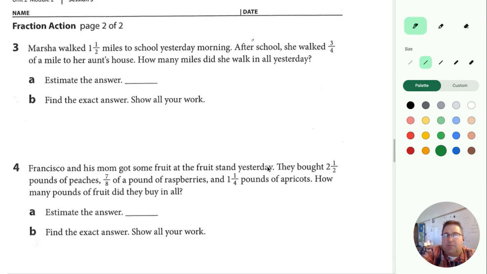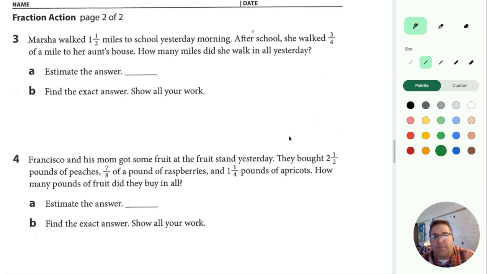Next page. Marcia walked 1.5 miles to school, and then after school, she walked 3/4 of a mile to her aunt's house. How many miles did she walk in all? So first it says estimate your answer. And again, for me, my benchmark estimates are either 0, so nothing. We don't hardly have anything. So we're going to say it's about 0, or it's about 1/2. We got half of what we need, or it's close to a whole. So it's either going to be 0, half, or whole, or a variation of that.